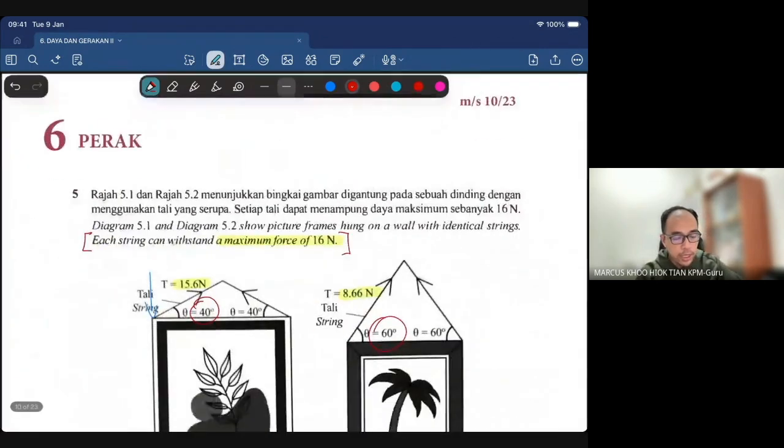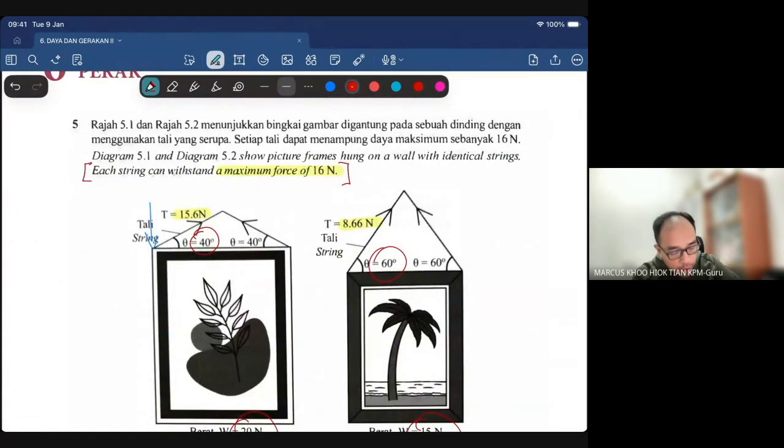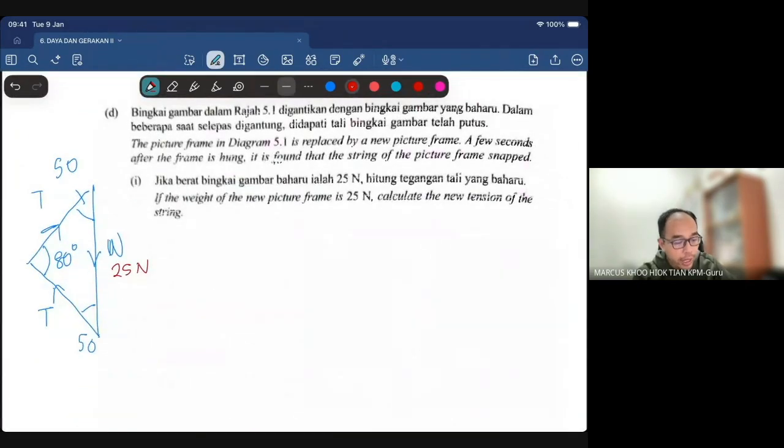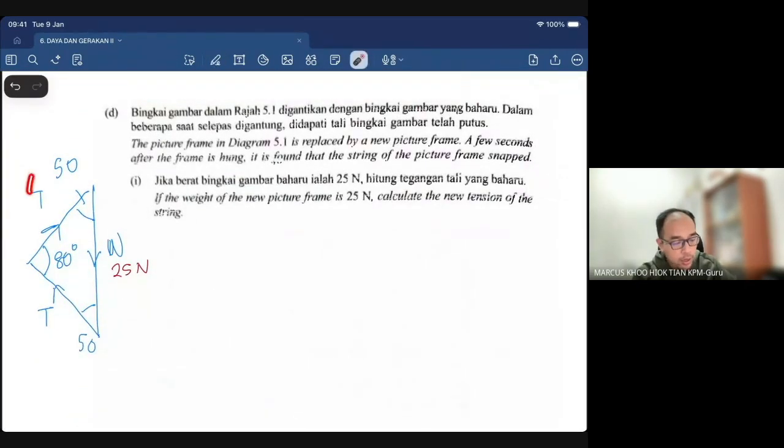Let me draw again. The weight is down here, right? So it's touching this one. The T1, the tension, is touching the weight at this angle, which is 50 degrees. So when I redraw the triangle, the weight and the tension make an angle of 50 degrees. On one side is 50, on the other side is 50, so the balance is 80.